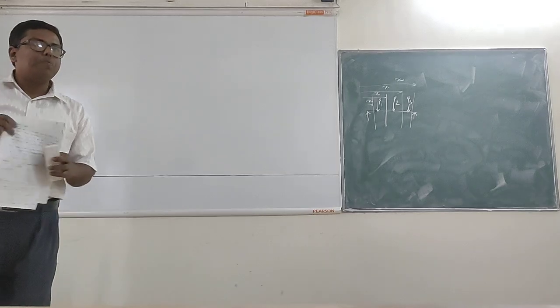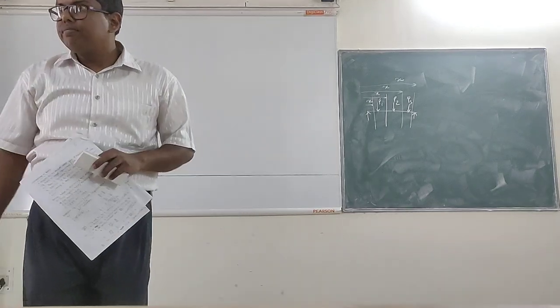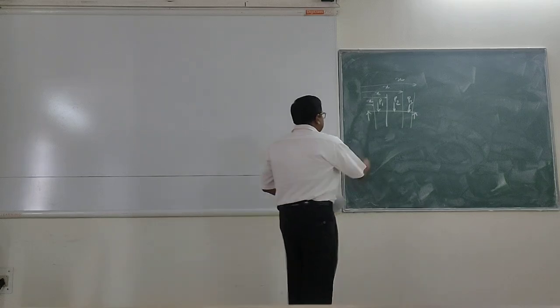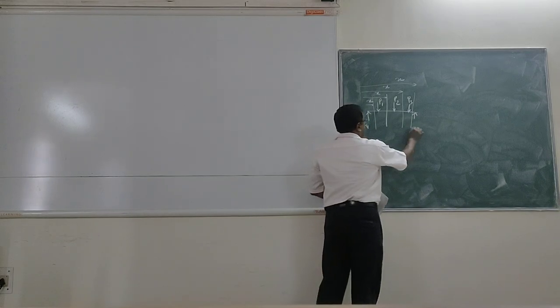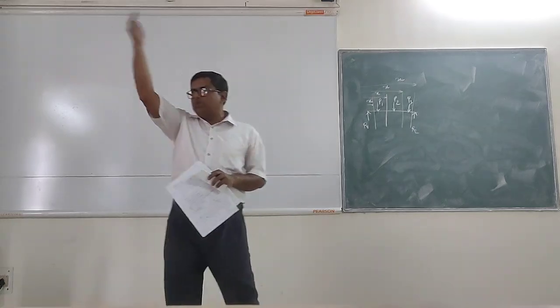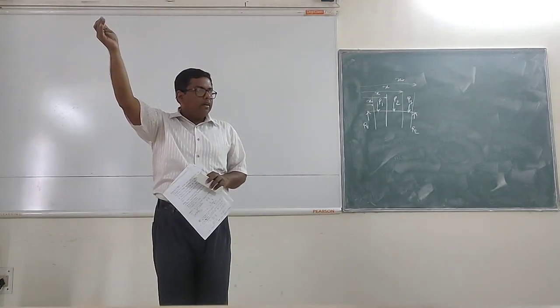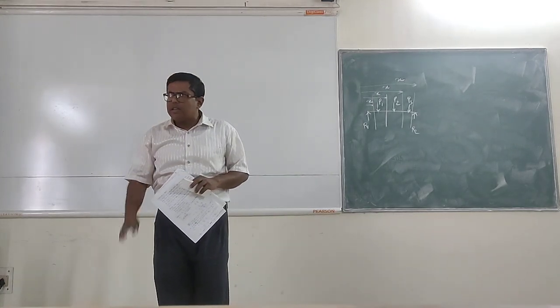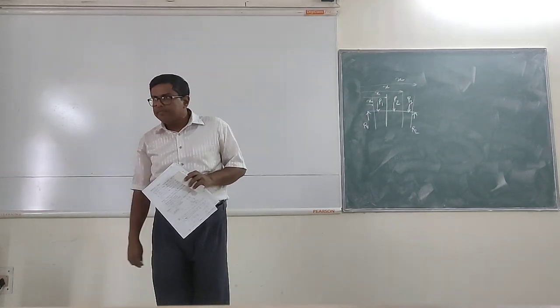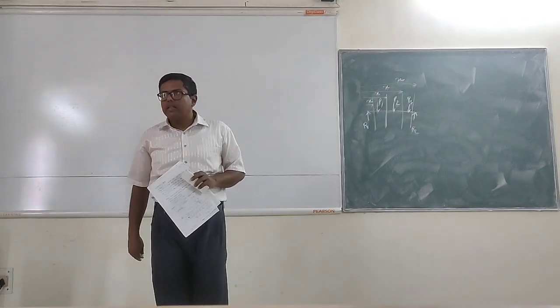Subjected to P1, P2, P3, there will be reactions coming. Let's say my reaction over here is R1 and this is R2. If I take moment about the point at the end and find out the reactions, then I get two different reactions, R1 and R2, at the two supports.